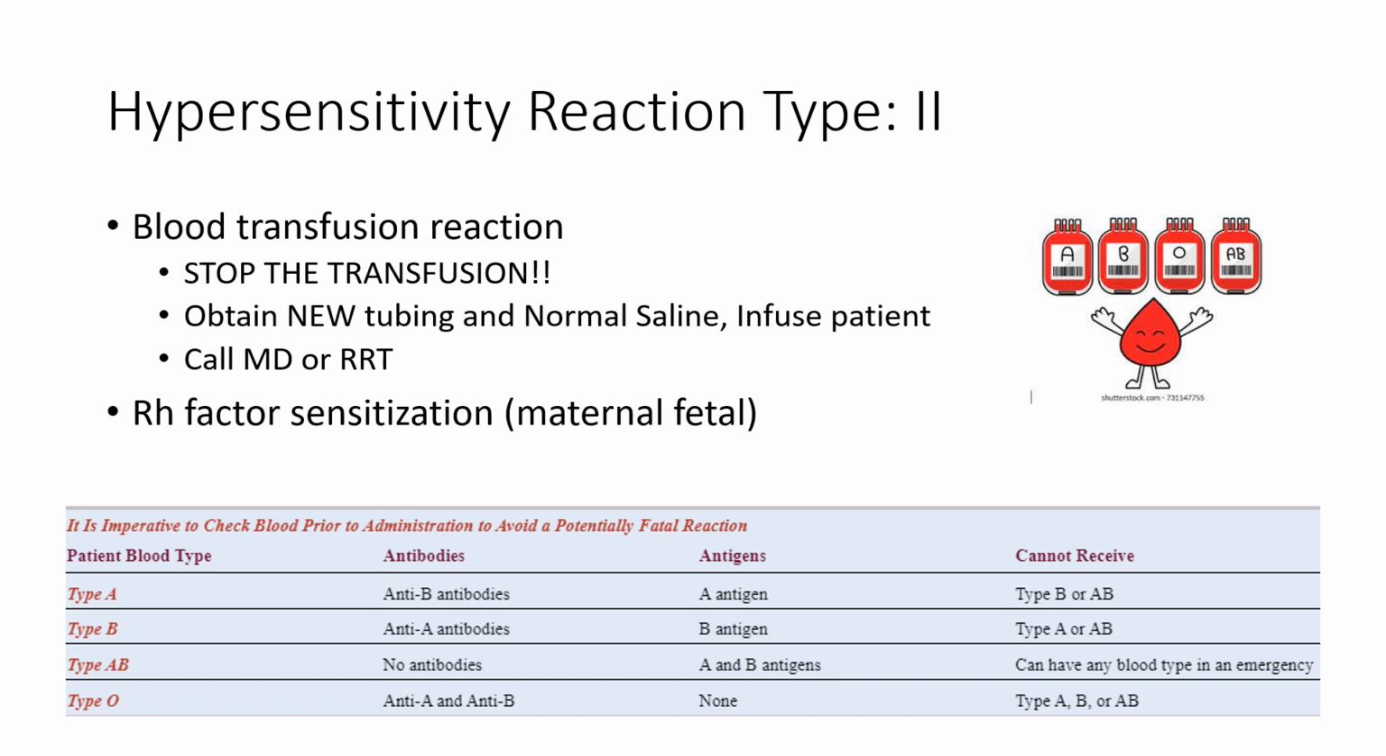Then you need to call your doctor or call a rapid response, depending on what level your patient is. Obviously, if you go in the room and your patient's in full-on respiratory distress, you need to call a rapid response. But initially, stop the transfusion, obtain new tubing, and get some normal saline infusing in that patient, and then call your doctor.